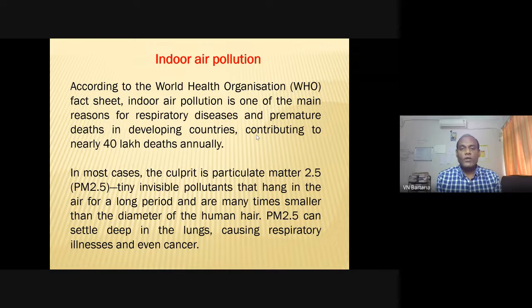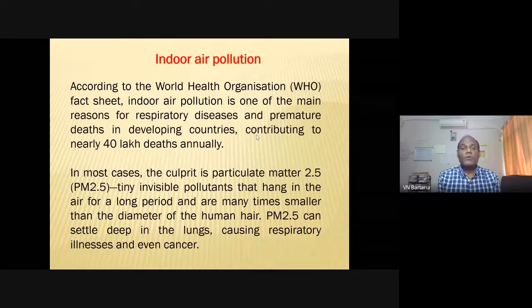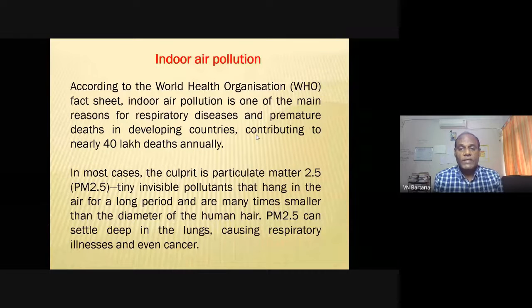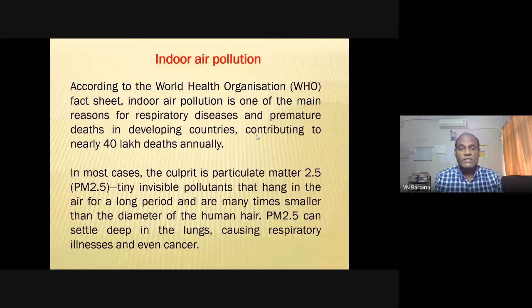air for a long period and are many times smaller than the diameter of the human hair. So indoor pollutants are in the form of PM 2.5. You must have heard about PM 10 and PM 2.5. So particulate matter 2.5 are very tiny particles which we cannot see easily. They are many times smaller than the diameter of human hair. So we cannot see them.